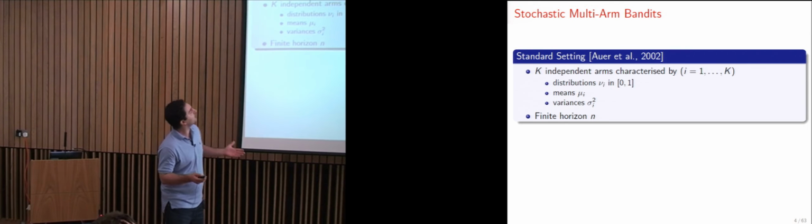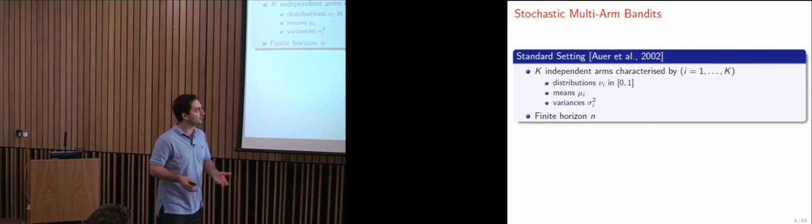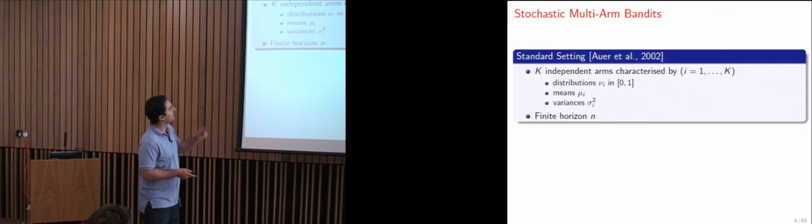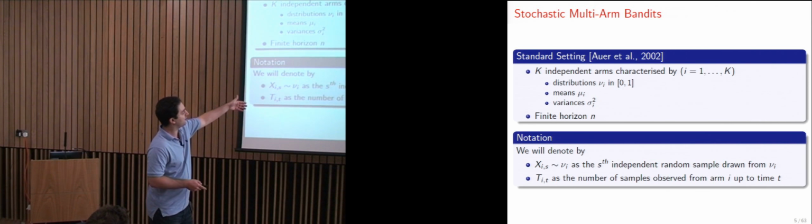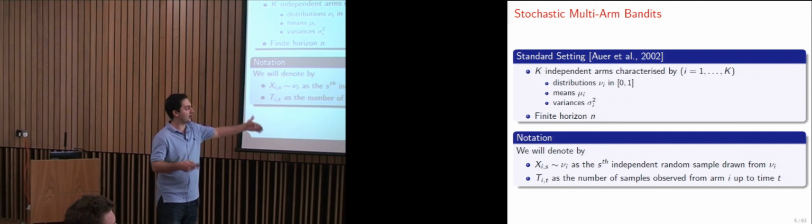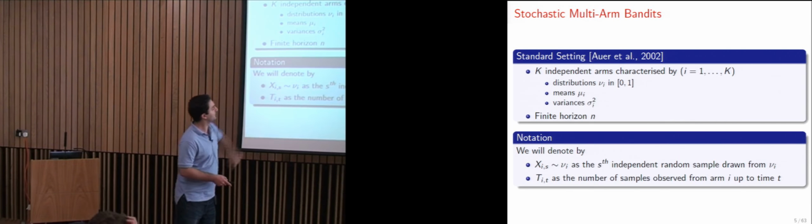The standard setting is you have k independent arms, each characterized by distributions, means, and variances, all independent, finite time horizon n. And the notation I'll be using is X_{i,s} for the sample, and this is just a sample that's drawn from the distribution nu_i, so the arm's distribution. And then T_i(t) will be the number of samples observed from the arm i up to time t. So this is for the arm itself.